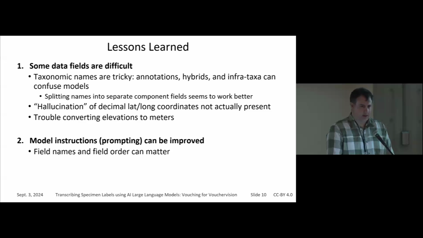Another lesson, I think, is that the model instructions or the prompting, which is editable, can really be improved, and nobody's really done a whole lot here. Field names and field order, or the order in which we ask for a field, can matter for some large language models. As an example, we asked large language models for associated taxa, which is the Darwin Core field name, and that didn't work as well as associated species. So self-descriptive field names really help the model cue in on things.